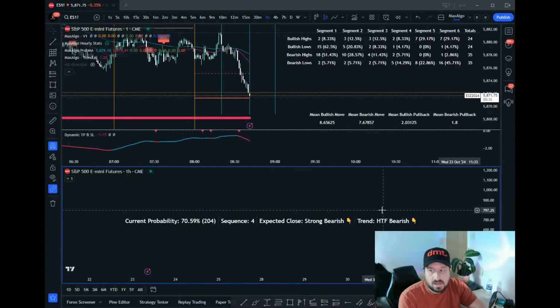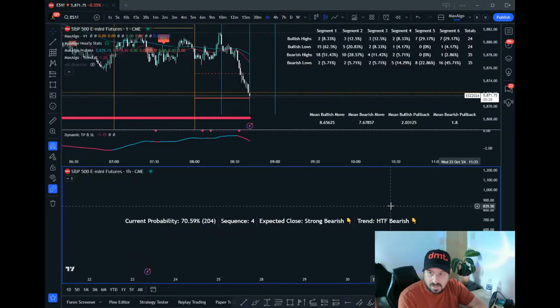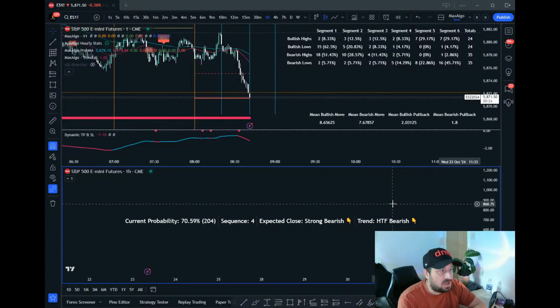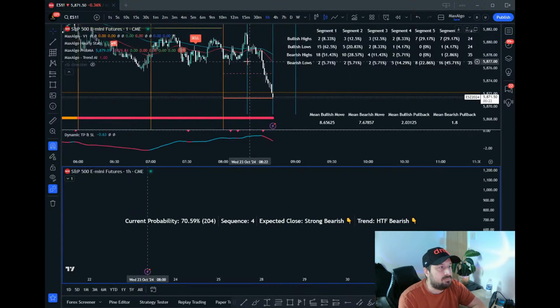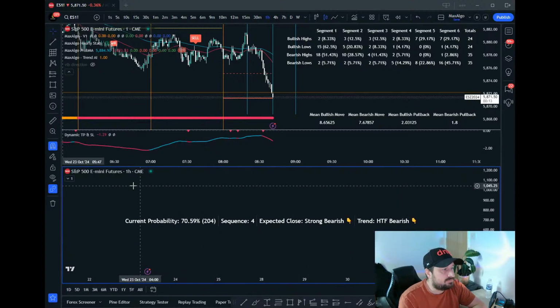So this is our high probability. This is when the current hourly candle direction is matching the higher time frame direction as well, and this is where we want to be trading. This is our high probability, putting us in line with what direction we want to go in. So that is giving us our current hour.